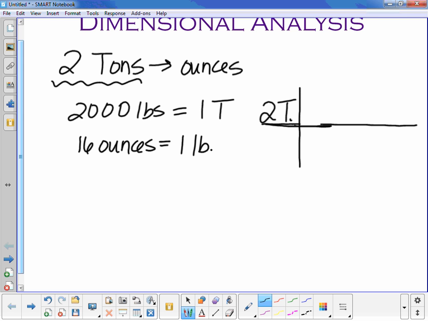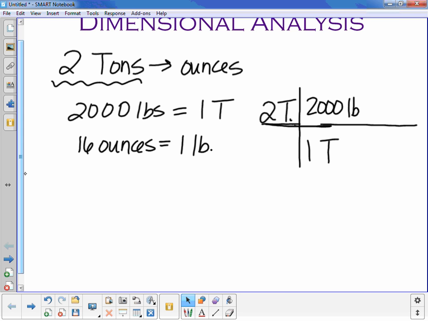Okay, and then we're going to segment it off, and we know that in 1 ton, there are 2,000 pounds. Now, what's important about dimensional analysis is you want your labels to match on the diagonal. So tons are diagonal from each other. You don't want them to be next to each other. Like I said, this is like we're using fraction multiplication. We're using the fractional equivalent in order to solve the problem.